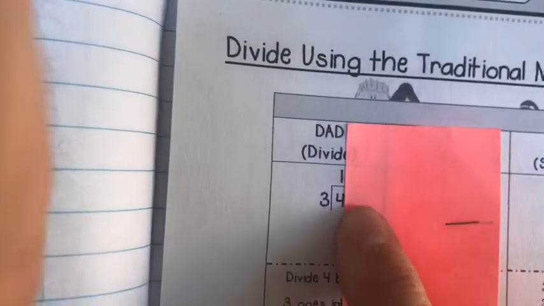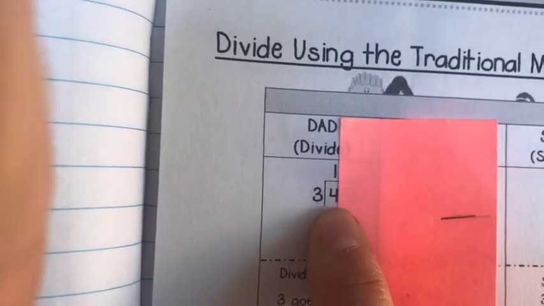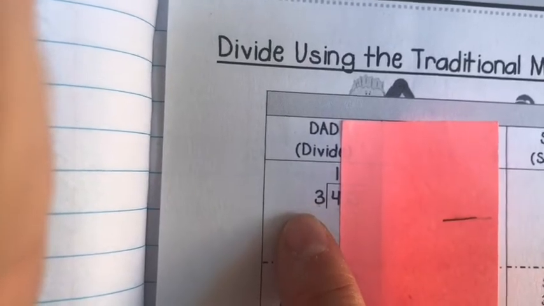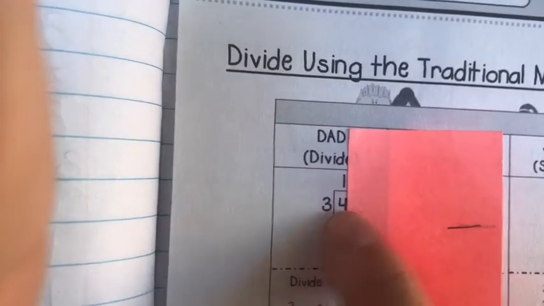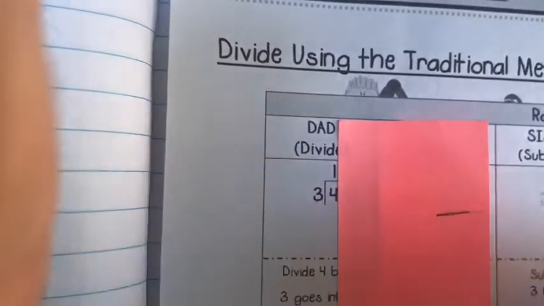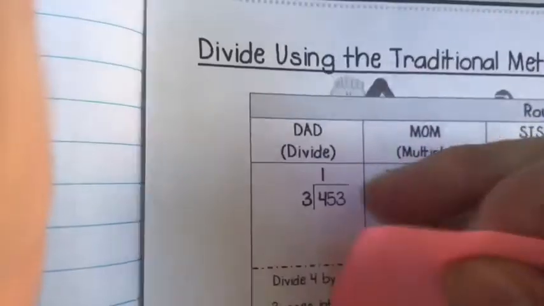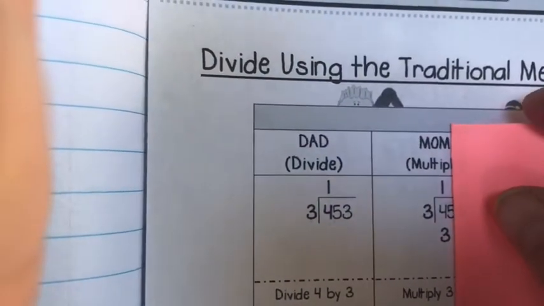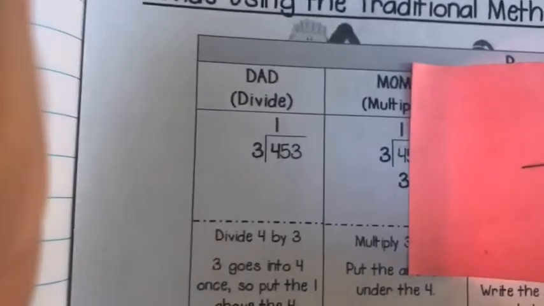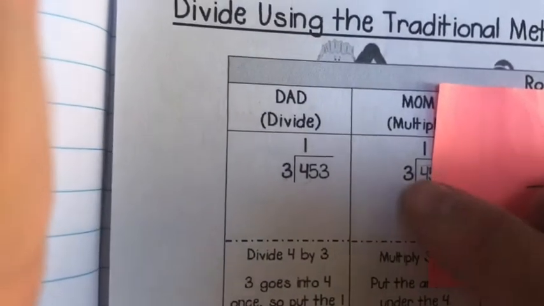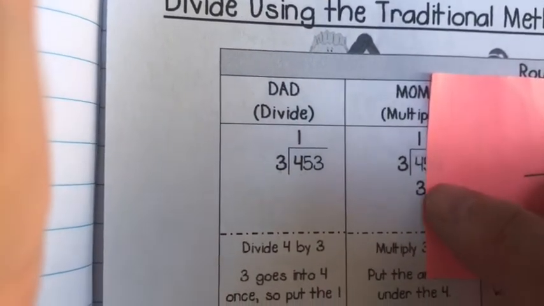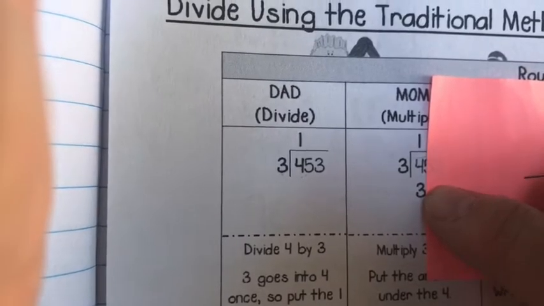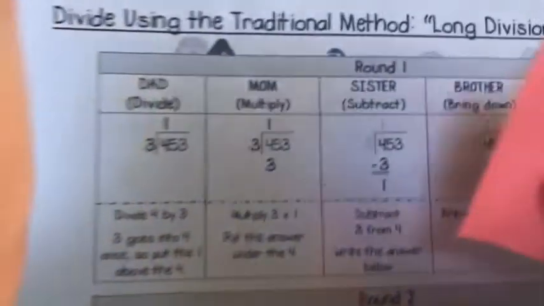And we're going to divide. How many times can I divide 4 into groups of 3? Well, 3 can only fit into 4 one time, so I put the 1 on top. That's the division. Okay, then we're just going to do the multiplying. So 3 times 1, and then you write down the 3. Okay, that stands for Mom.